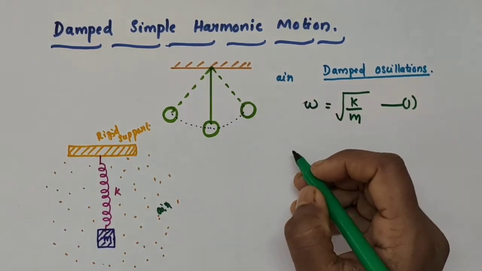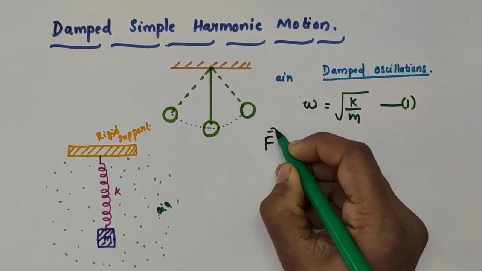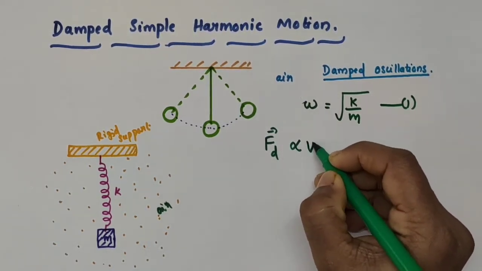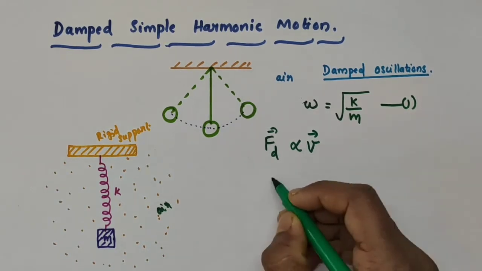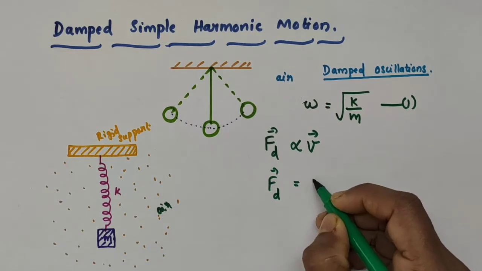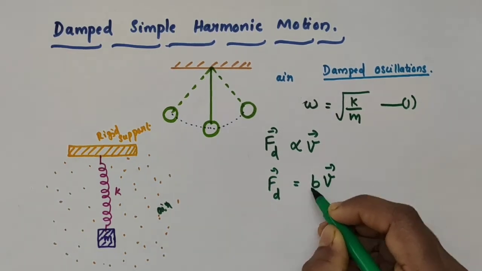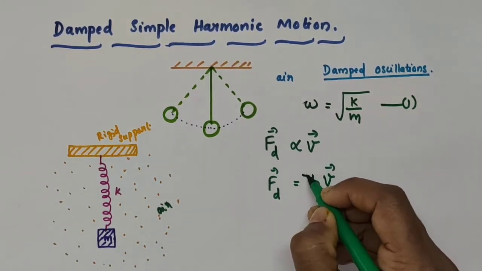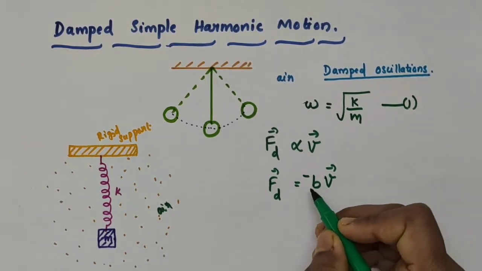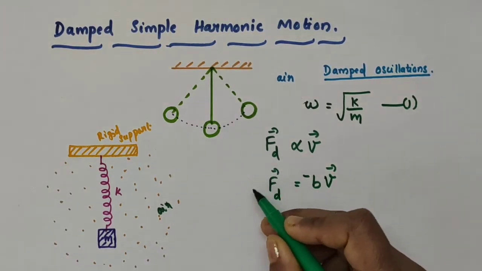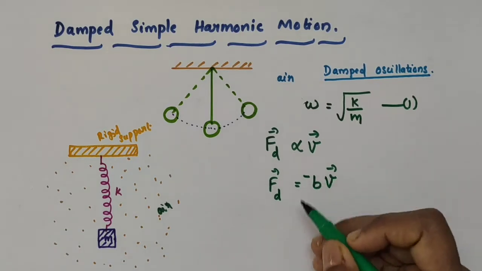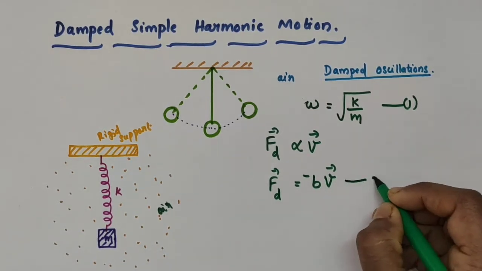Let the damping force be denoted by vector Fd. Then this damping force is proportional to the velocity. When we replace that proportionality sign with an equal sign, we need to write one proportionality constant over here. That constant is b, and I am putting one negative sign too. This negative sign indicates that the damping force acts in a direction opposite to the direction of velocity of the block. I am taking this as equation number 2.